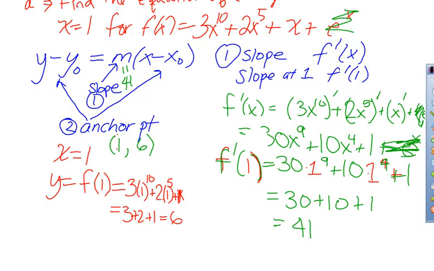Okay, so then I go back to my equation of a line. I'm going to incorporate both of these things. I've got y minus y1 equals m times x minus x1. And I'm going to plug both of these things in that I just got. My slope was 41, and my y-coordinate at that point is 6, and the x-coordinate is 1. And that's it. I can simplify from here if I want, solve for y, but this is adequate for me. Okay? Done. That's the equation of the line tangent to that function at 1.